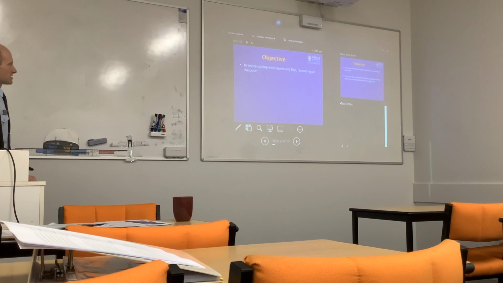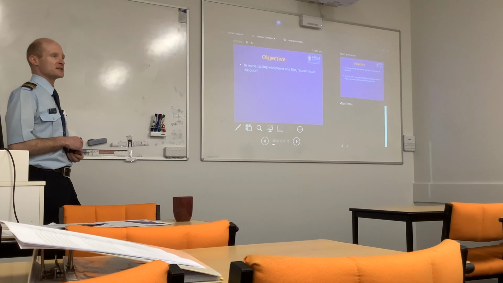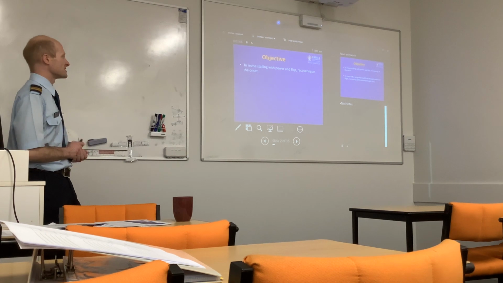Here are our objectives for today. We'll revise stalling with power and flap, recovering at the onset. So you remember what the onset was? Yep, well, that's right. We treat that as the buffet at NASI in a DA40.